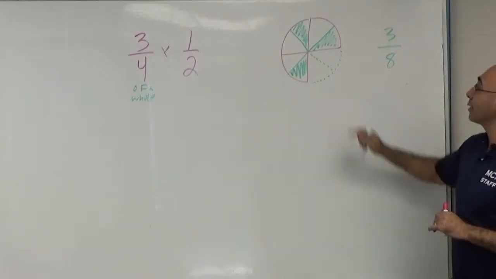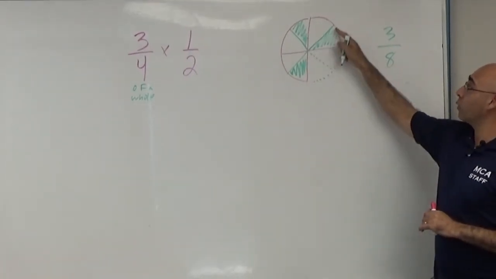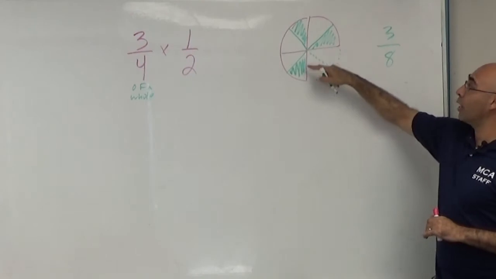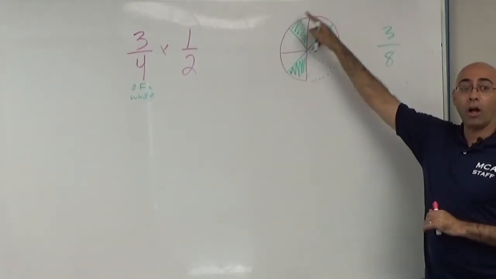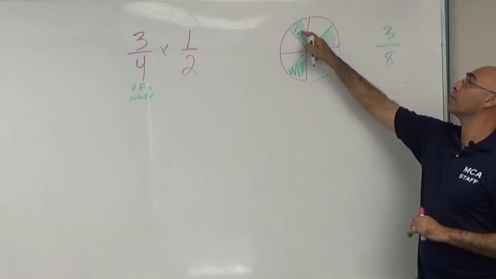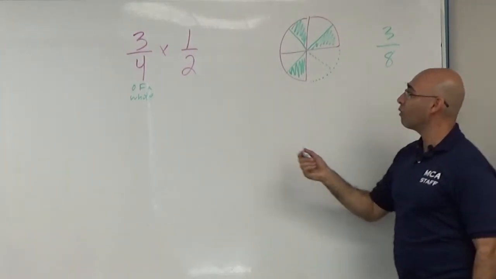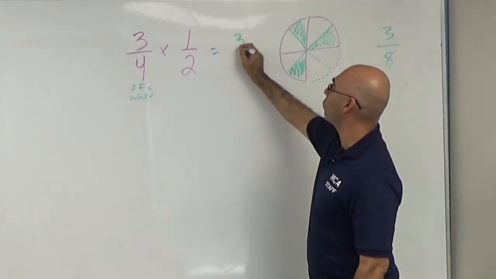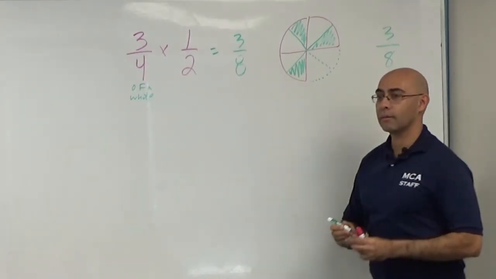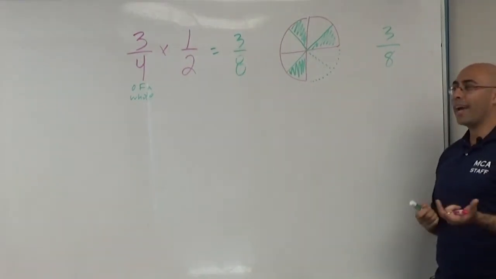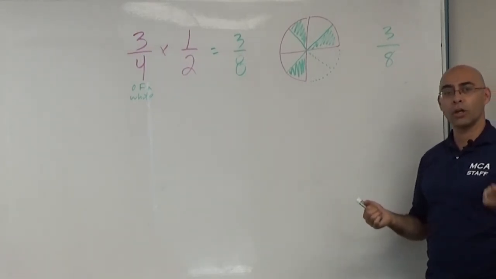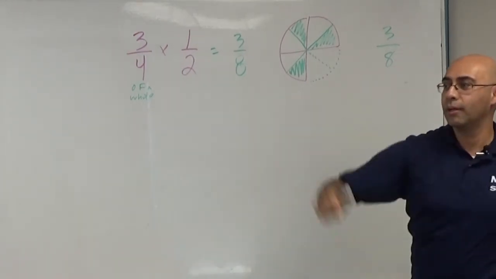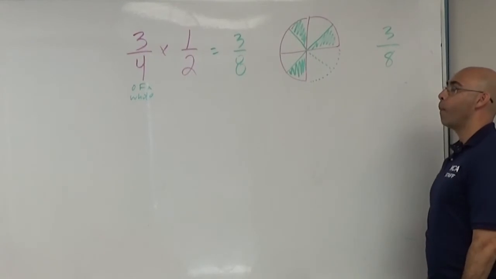Now I look at this, I got the 3/4, and I cut them each in half, so I got 1, 2, 3 pieces. And if I were to count all the pieces, I'd have 1, 2, 3, 4, 5, 6, 7, 8. 3 over 8. So our final answer is 3 over 8. Now the question is, I don't want to have to draw pictures. How could I do this without drawing a picture? Multiply straight across.